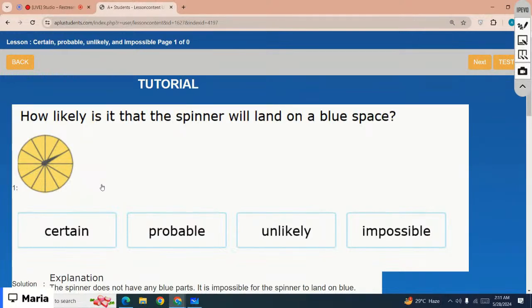So just look at this spinner. The spinner has no blue portion, right? So if the spinner has no blue portion, how will it land on blue? So the correct option is impossible because you do not have any portion on the spinner that is blue. So it is impossible for the spinner to land on blue color. Got it? The correct option is impossible.